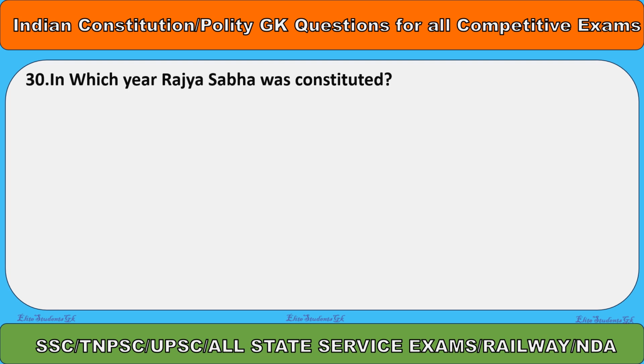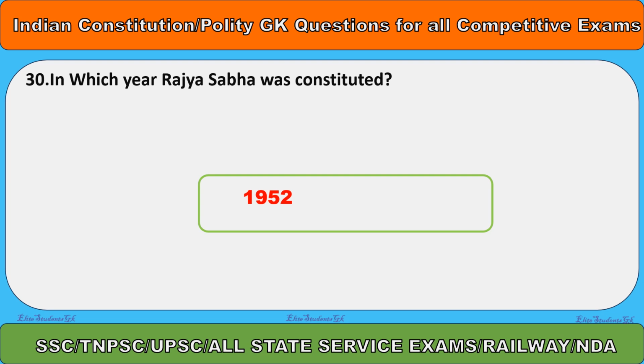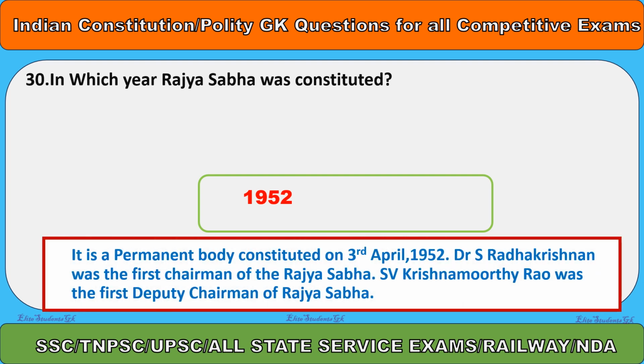In which year was Rajya Sabha constituted? In the year 1952. It is a permanent body constituted on 3rd April 1952. Dr. S. Radhakrishnan was the first chairman of Rajya Sabha. S. V. Krishnamurti Rao was the first deputy chairman of Rajya Sabha.